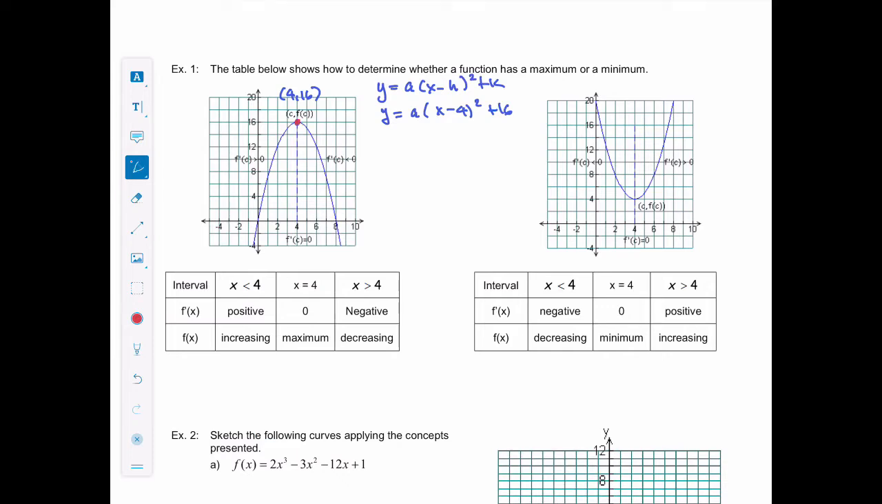I'm going to start at the vertex, which we know is (4, 16). From the vertex, I'm going to move either to the left or to the right 1 unit. So I'm going to move over 1 unit, and then we're going to go up or down until we hit the graph. So I go down to hit the graph, and I have a point there.